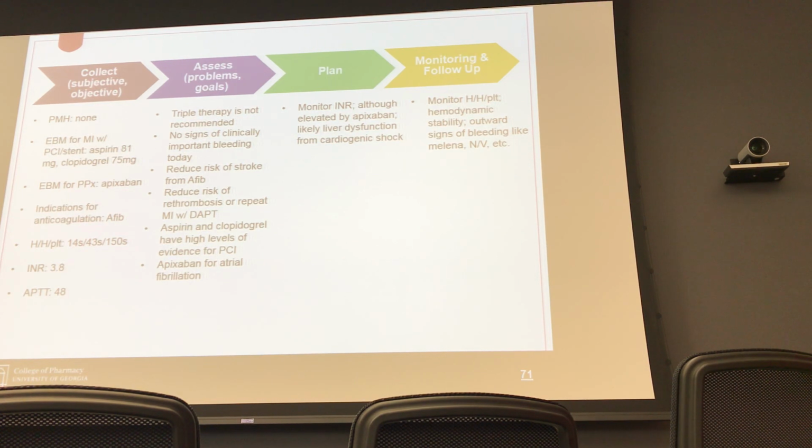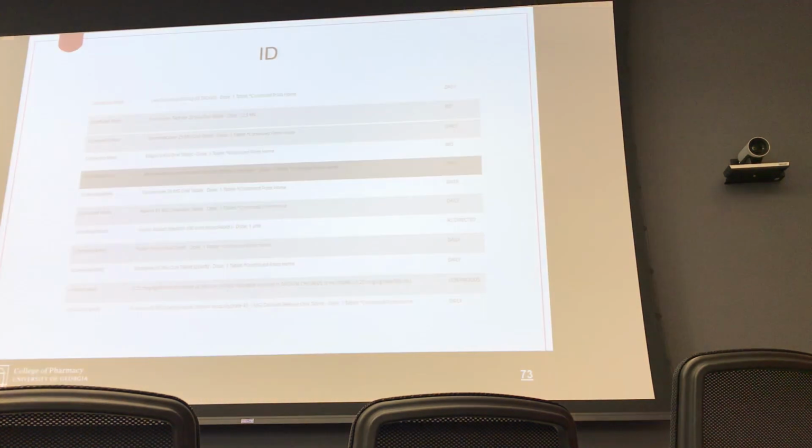In terms of monitoring, again, I'm always going to put H&H and platelets on there, INR, aPTT, and we'll continue following from there. ID. What do you guys look at for ID to decide this guy? Why have we talked about sepsis?